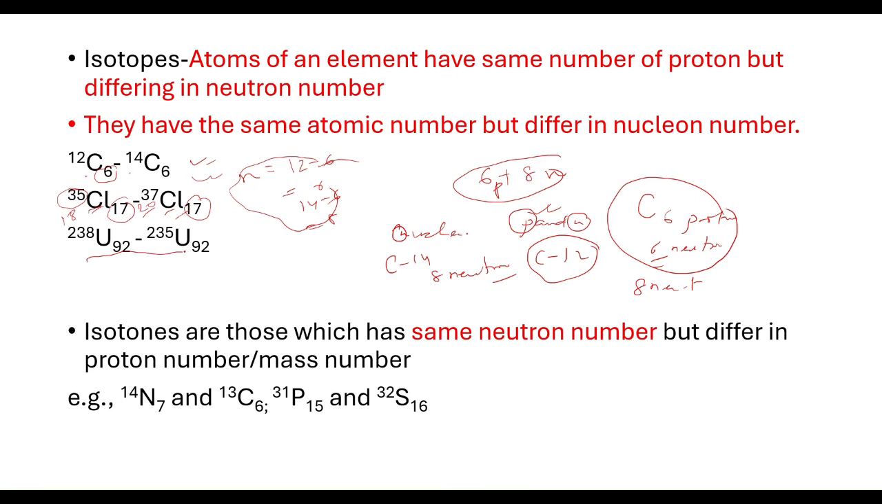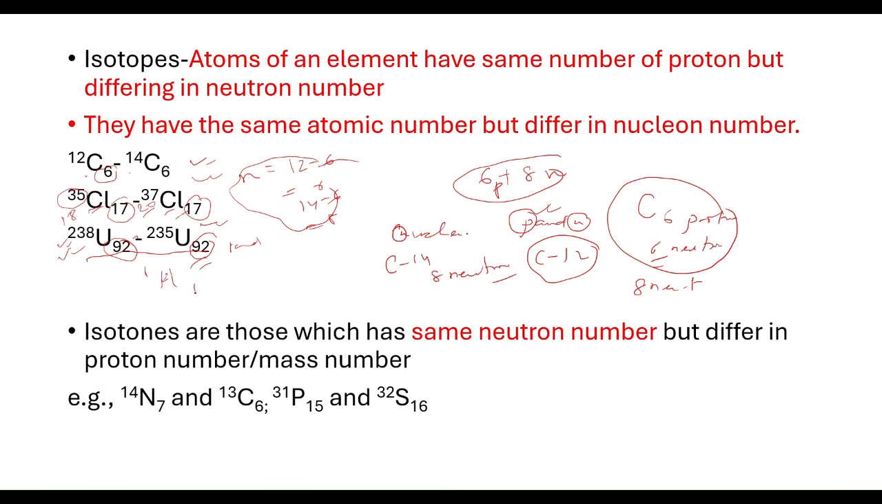Another is uranium, which is uranium 238, uranium 235. So they have the same number of protons, that is 92, but if you look at the mass number, they differ in that. And uranium 235 is the radioactive element which is used in nuclear energy. Why it is used in nuclear energy, that we'll discuss later. But this is an important concept, that two elements which have the same atomic number but differ in their mass number are called isotopes.